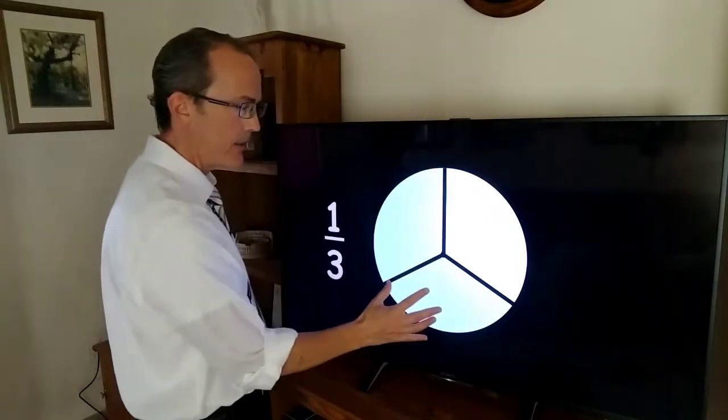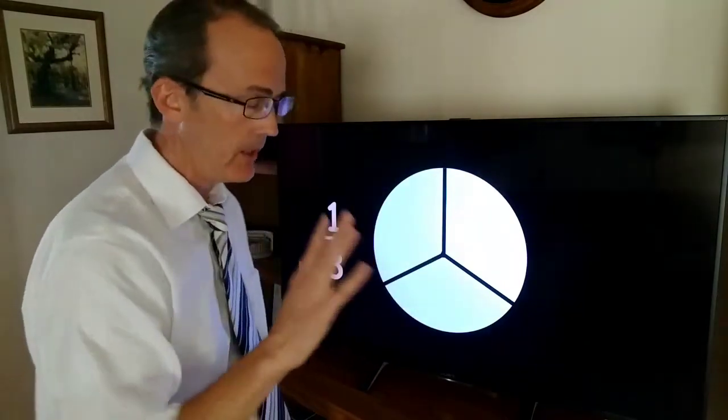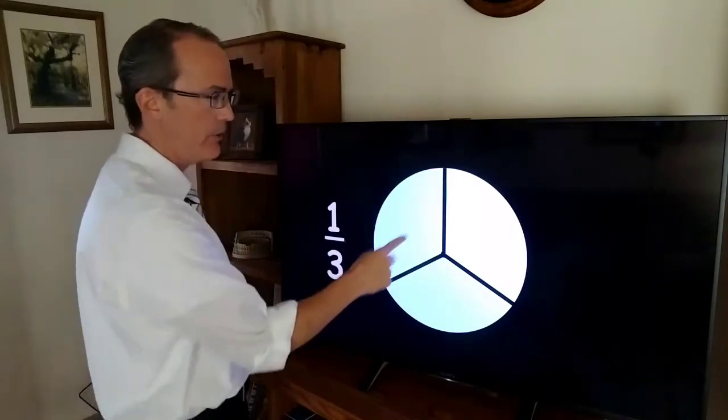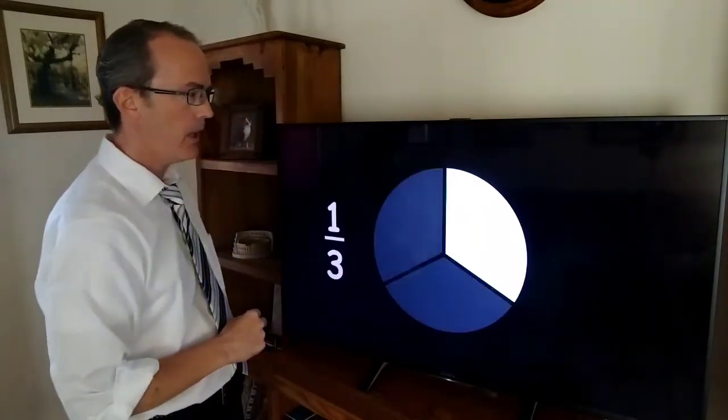So when you draw it, like I said, this is hard. I try not to do these, but some people like the challenge. Make sure that they look similar. I'm going to color in 1/3.